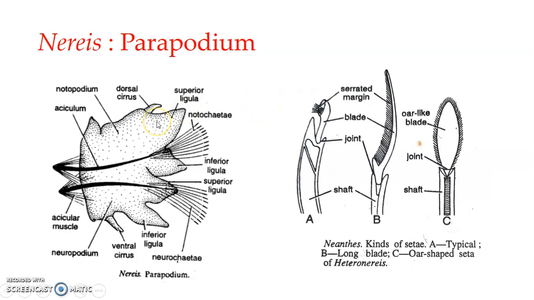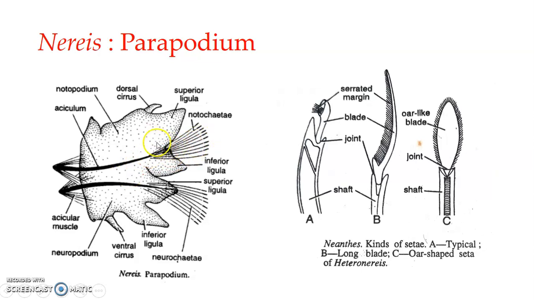Setae on the parapodium: throughout the trunk segments, the parapodia are of uniform shape. Near the middle region of the trunk, parapodia are the largest, and the size gradually decreases towards the anterior and the posterior ends. All the parapodia are essentially similar, except the first two, which lack notopodial setae. The parapodia on the first two segments don't have the notopodial setae, or the notochaetae.